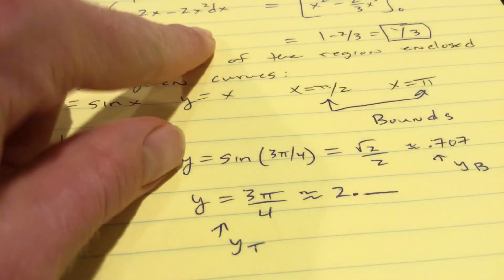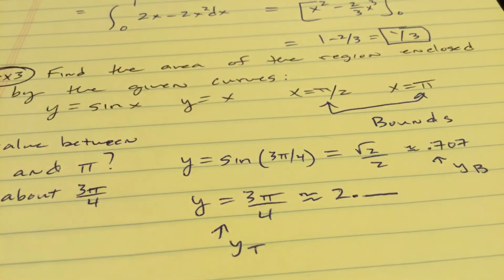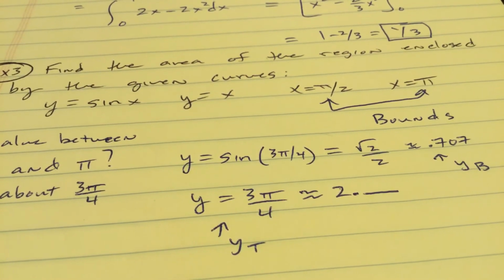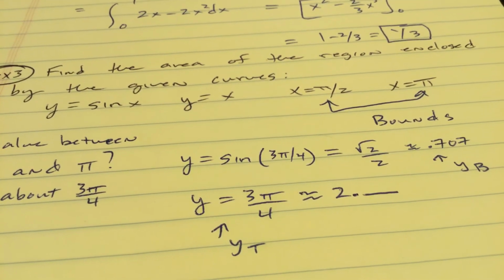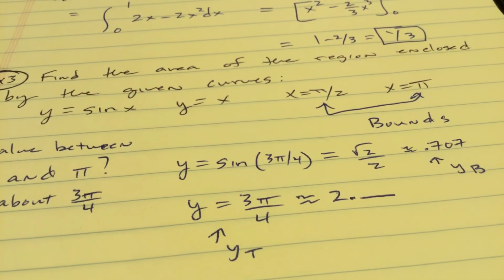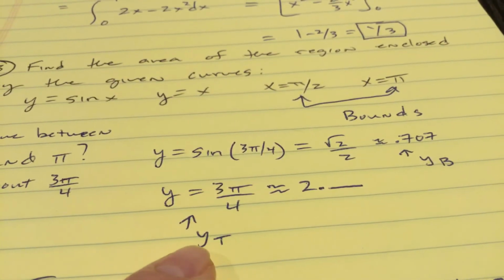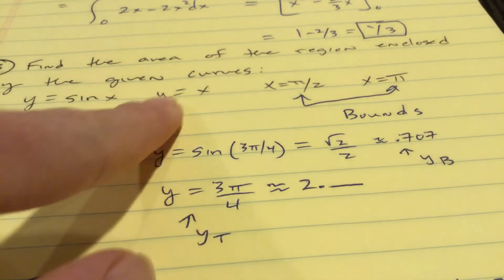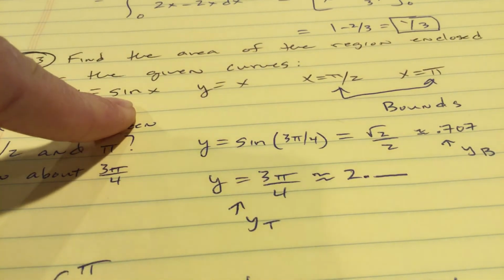And then y equals x. If y equals x, then y is simply 3 pi over fourths. And I know that is 2.2 something, right? Because 3 times 3.14 divided by 4, what is it, like 2.3-ish? Anyway, it's bigger. It's definitely bigger than this. So this would be y top, y equals x. And this right here would be y bottom, sine x.